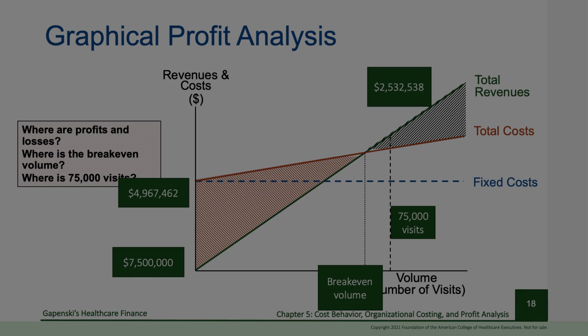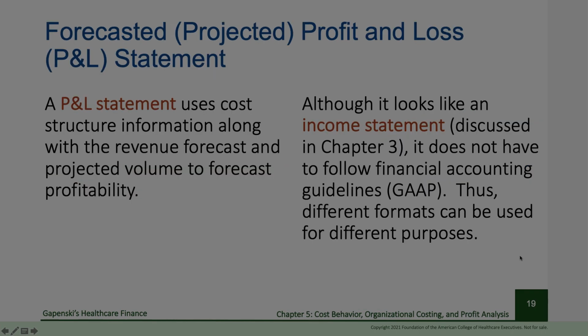This is better looking because we came to the slideshow, but you can look at it over here, which looks a little bit better. And then the forecasted or projected profit and loss statement uses cost structure information along with revenue forecast and projected volume so that we can forecast profitability. If you want to forecast profit for 2021, that is different from an income statement. The income statement follows the GAAP principles, but the profit and loss statement is mainly used for decision making within an organization, so it does not have any financial accounting guidelines. Different formats can be used for different purposes.